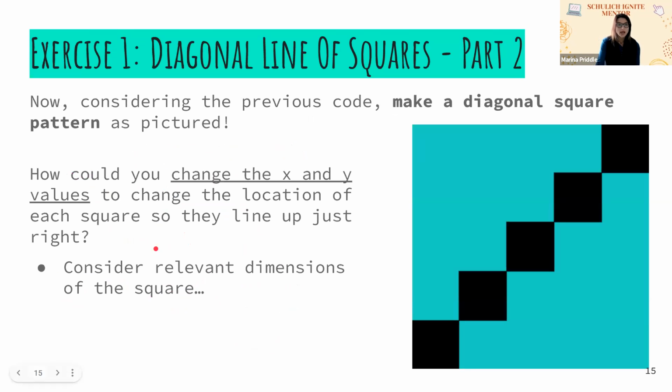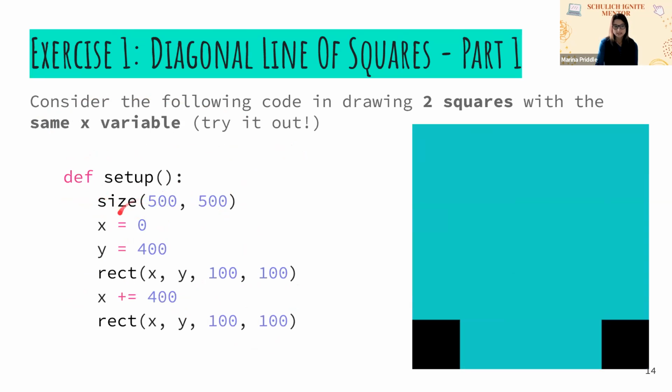So here's the code. As you can see, we've declared our size of the window, so 500 by 500, okay? And then we've declared our two variables, x and y. So x has zero value and y has 400 value. And now we're drawing our rectangular shape, which will have a location of x and y, right? And then height and width will be 100 by 100, right? And then we're going to change our x, so it will be plus equals 400, or equivalent, that will be x equals x plus 400. So here, all we're doing is taking this value x and adding 400 to this x.